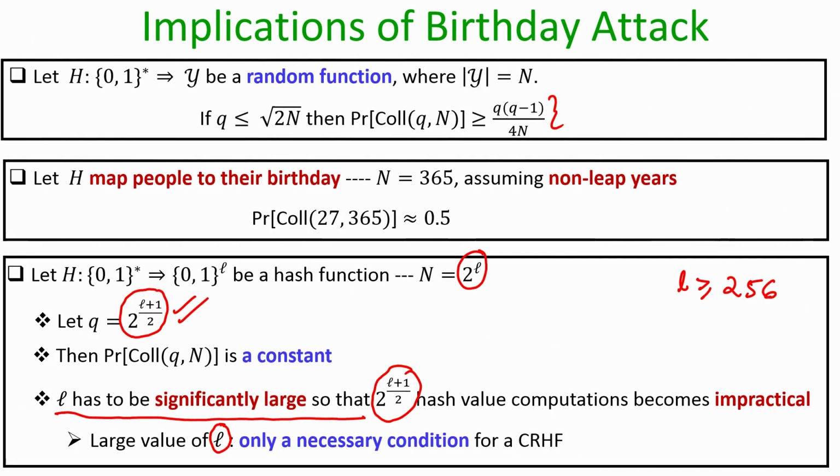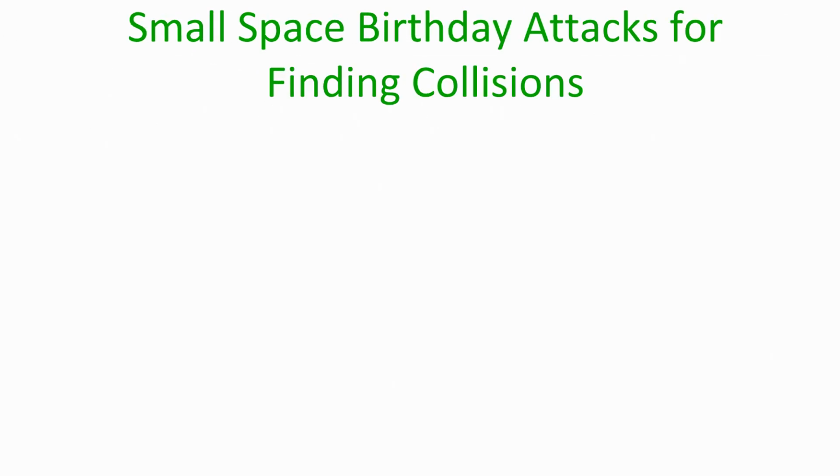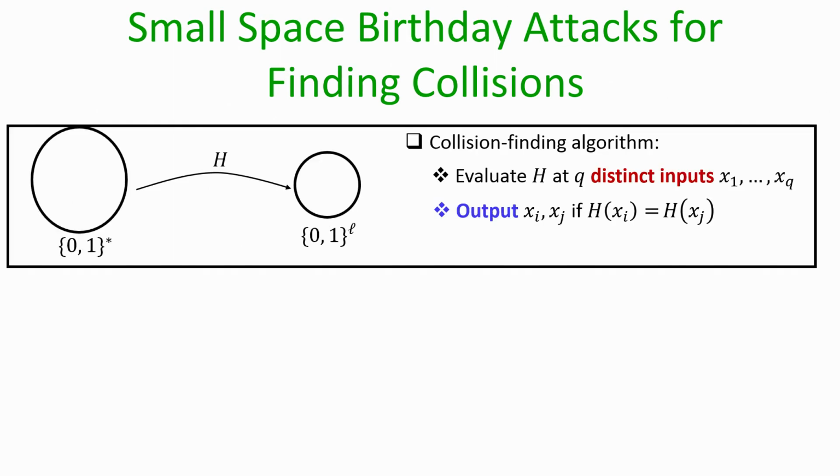Because if you set L to be 256, then basically the adversary has to do computations of order 2 to the power 128 to obtain collisions with a constant success probability, but 2 to the power 128 computations is really a huge amount of computation. So, now let us discuss another type of birthday attack, which we call small space birthday attacks, for finding the collision.